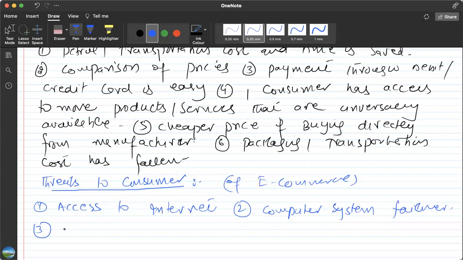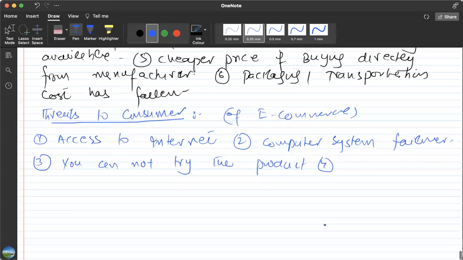You cannot try the product. If a person wants to buy a shirt of his own size, he can order, and when the shirt arrives, he will come to know that only his younger brother can wear that, because he hasn't tried it. You cannot touch, you cannot actually see. That limits the shopping experience. There is no face-to-face contact with the seller. That also reduces communication effectiveness.